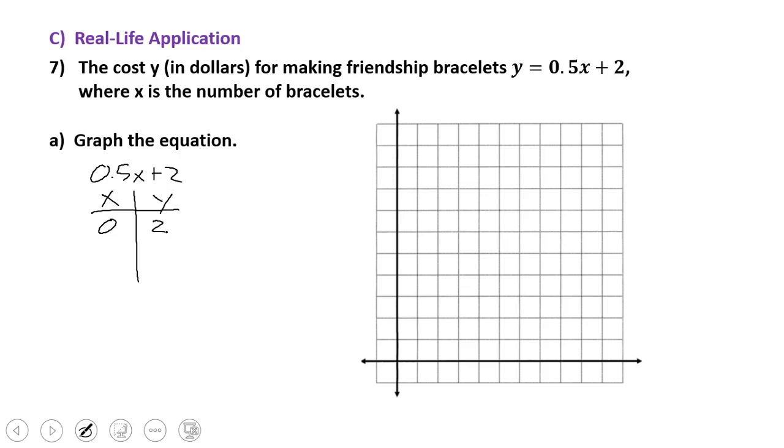Well, it might represent the cost of a tool, like a pair of pliers or some kind of tool that is used to make these bracelets. That's what that cost could certainly be. And now we're going to think, well, I could make 2 bracelets. If I make 2 bracelets, 2 times 0.5 is 1 plus 2, that's 3. I could make 7 bracelets. 7 times 0.5 is 3.5, plus 2 is 5.5.